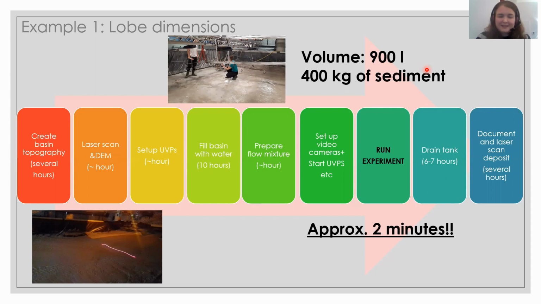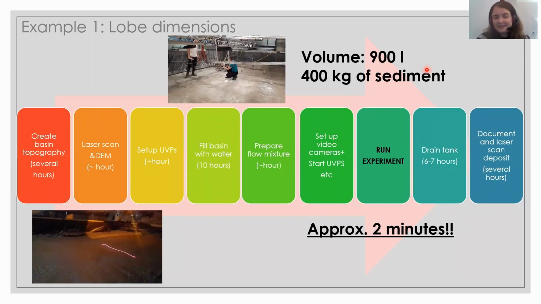But before we can start our experiments, we have to create the basin topography. This means setting up the preformed channel, but also deciding which kind of basin flow angle we want to use. If you want to use 4 degrees or 2 degrees, we have to do the laser scan, so we have a picture of how it was before the flow arrived. The UVPs have to be set up. The basin has to be filled with water. This takes 10 hours, so that's something that's usually done overnight.